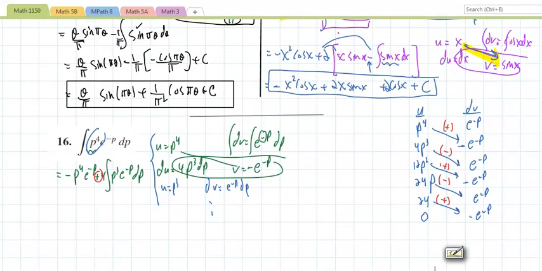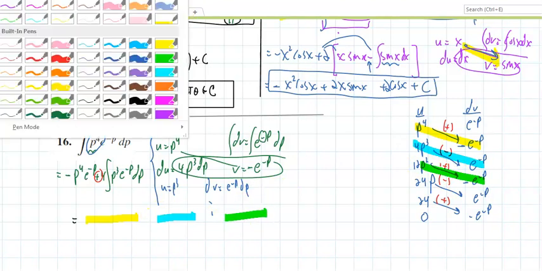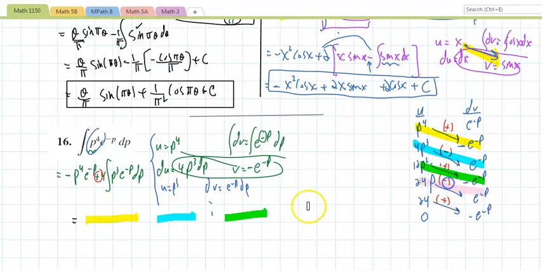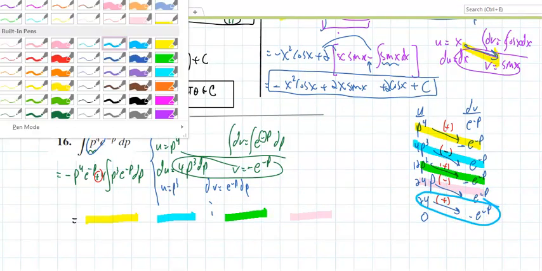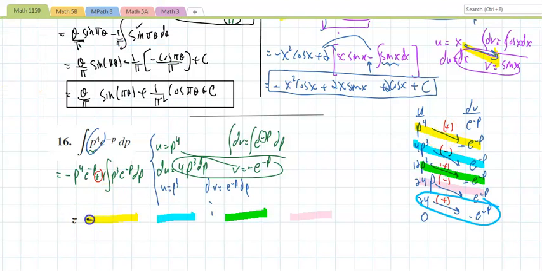And he was able to look at this and say, well, that is going to be the product of those, the product of those, the product of those, the product of those, and the product of those. So if I go by those and just fill in the blanks, that's negative p to the 4th e to the negative p, negative 4p cubed e to the negative p. Negative times a positive is a negative.